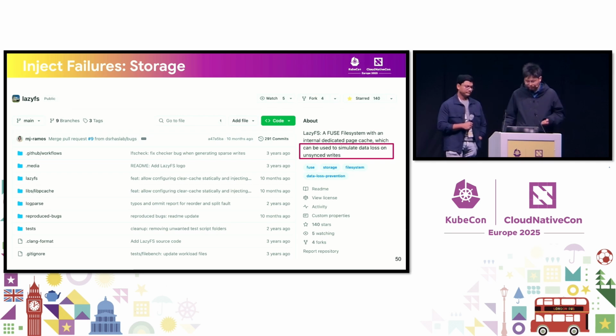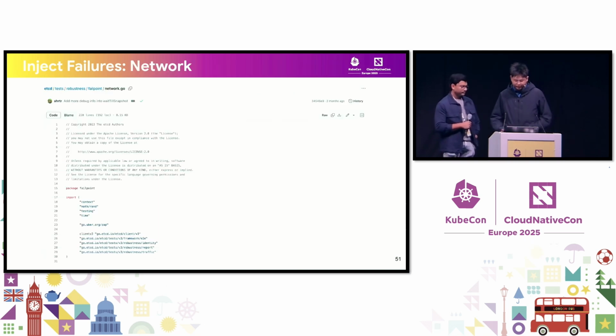The second tool that we mentioned is LazyFS, which is what we use for testing the storage, where it can simulate data loss or unsynced writes. And lastly, for the network, we have a reverse proxy that basically sits there and blocks off traffic when we ask it to, so it can simulate some sort of network partition or partial network disconnection.